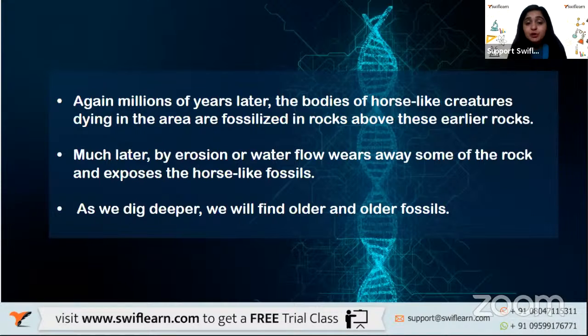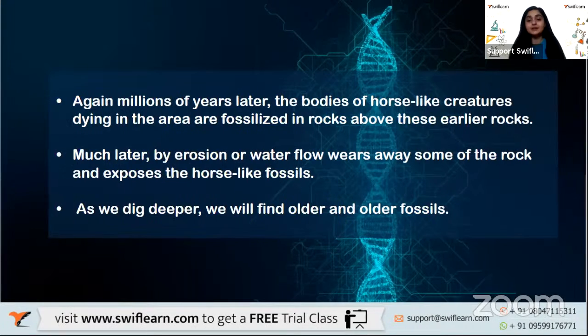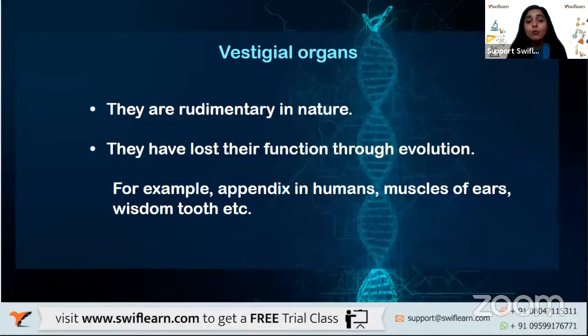As we dig deeper, we find older and older fossils. So this is how the entire process works, how it was divided into layers, and we find, okay, this was the recent, this was much earlier, and then it is much deeper, so it was much, much earlier than that. Now, what are vestigial organs?